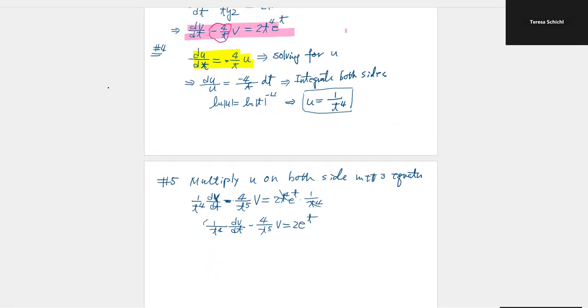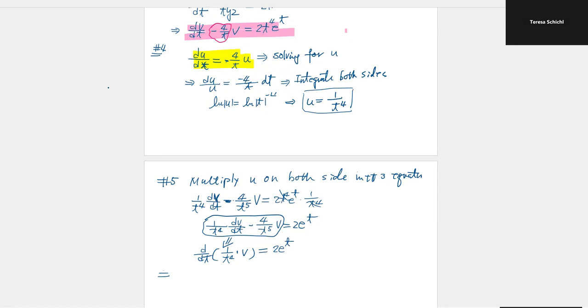Then remember, this is the integration factor. The reason why we do that is we can change this to be 1 over t4 times v. You take the derivative, so this will be the product rule. Take the derivative of the v, so it's dv dt, hold the second one, then plus, hold the v, take the derivative of 1 over t4, so it's negative 4 over t to the fifth. Then this will be equal to 2et.